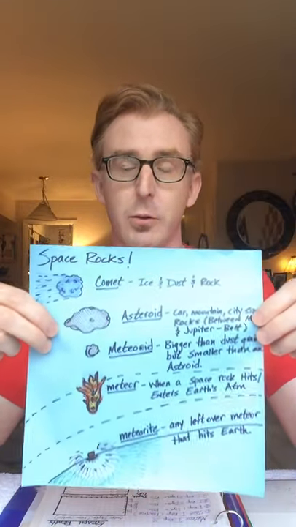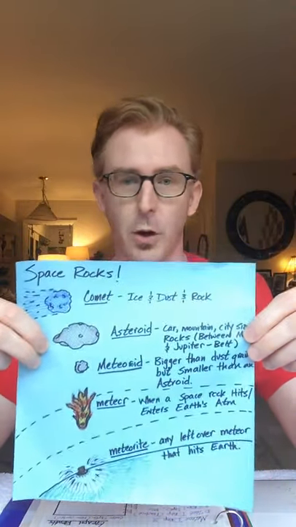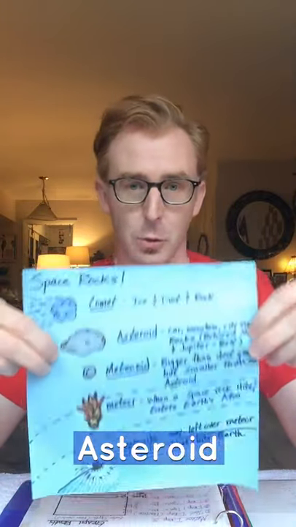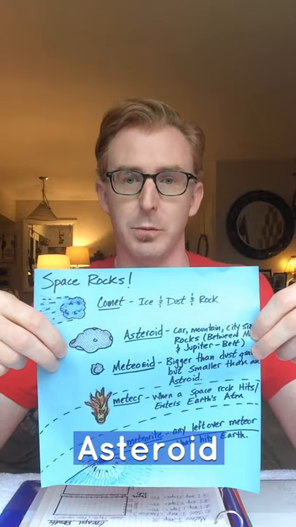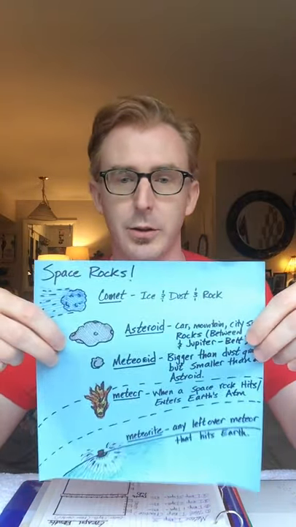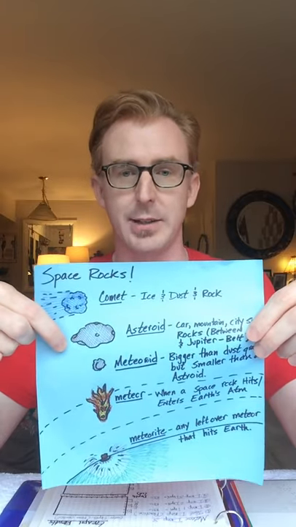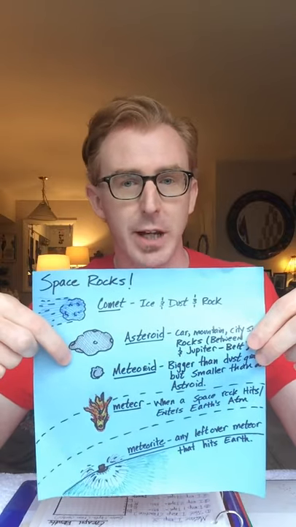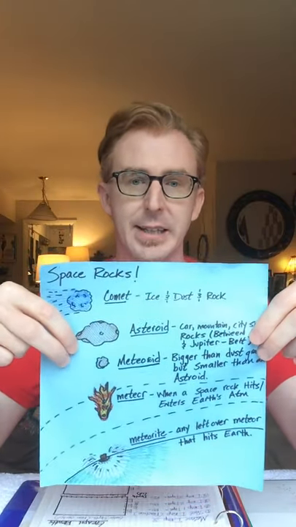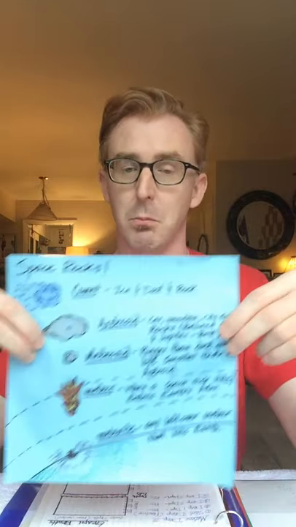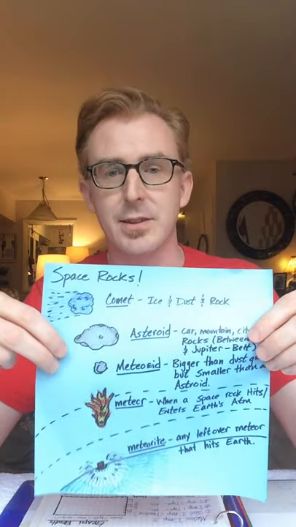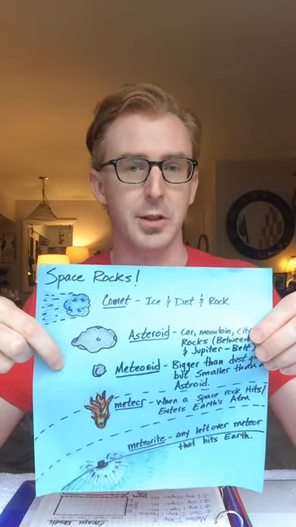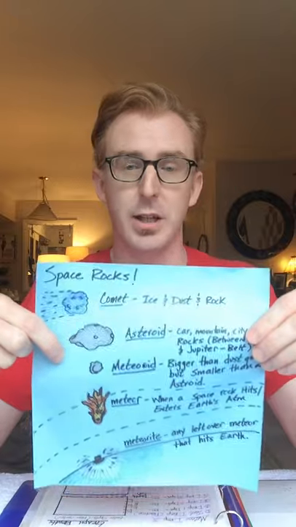Next, we have very large space rocks, the size of cars or mountains or even small cities. That is an asteroid. Asteroids are leftover remnants from when planets were banging and forming into one another, and even some asteroids are classified as dwarf planets. They're that big. Now, the majority of asteroids in our solar system are located in the asteroid belt between the planets of Mars and Jupiter. And some planets, like Mars as the example, have adopted two asteroids as its moons, Phobos and Deimos.